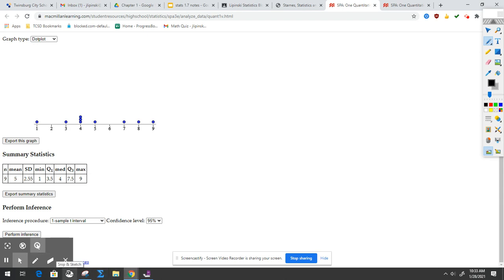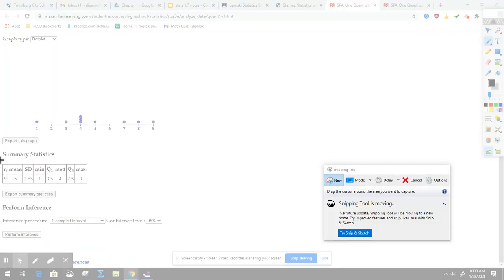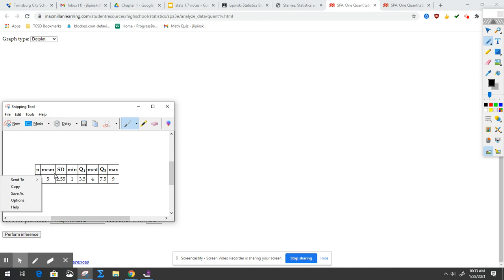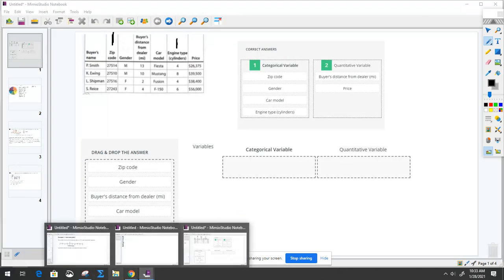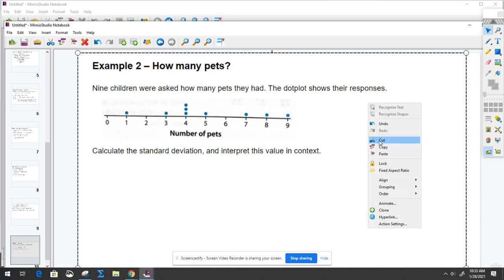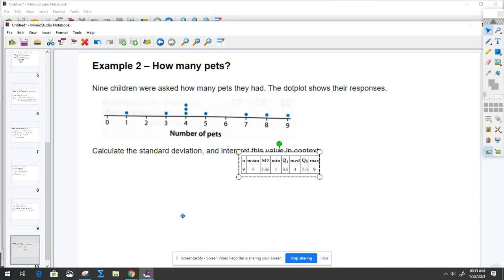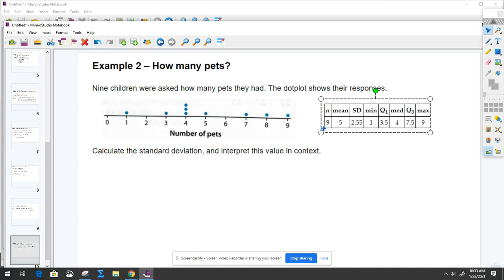Again, you could write that down. I'm going to go ahead and just take a picture of it and put it over there so we can see it. So here's all the information that we need. Maybe it's not going to let me do it. No, it's not. Yeah, there it is. Okay. So here's all the information. 9 sets of data there. So there should be 9 dots, and there is.